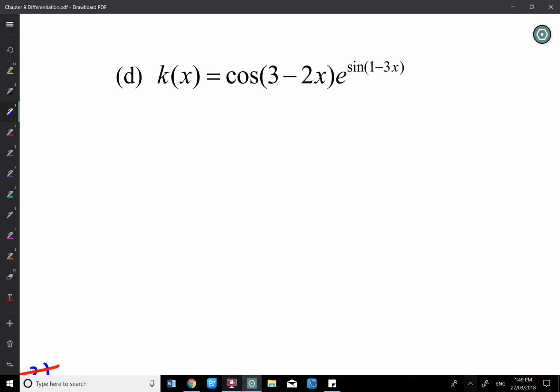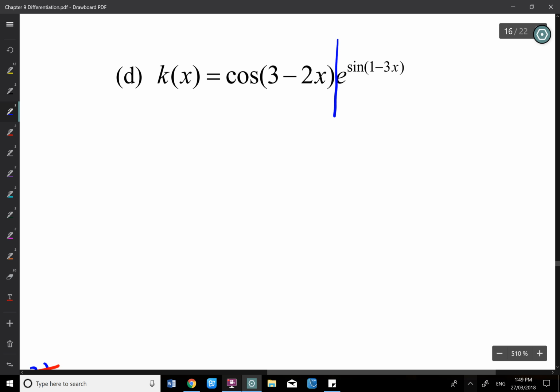Let's have a look at kx, the product rule. For the product rule, what I normally do to avoid confusion is take ux times vx, that's the ux, that's the vx, and I derive them separately. So what's the derivative for cosine 3 minus 2x?